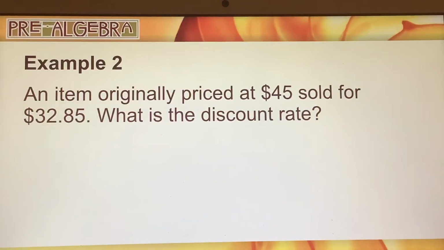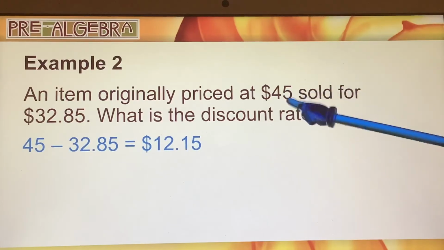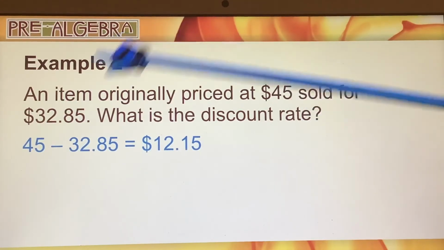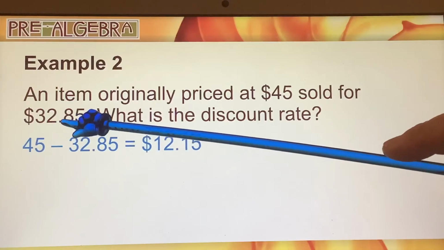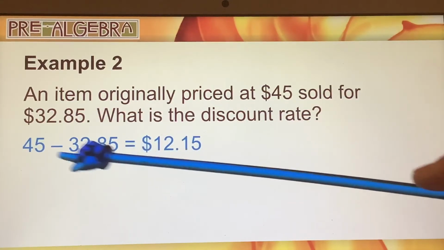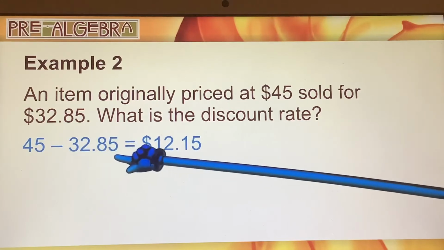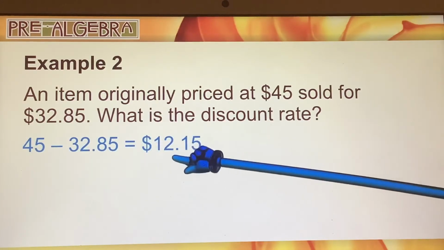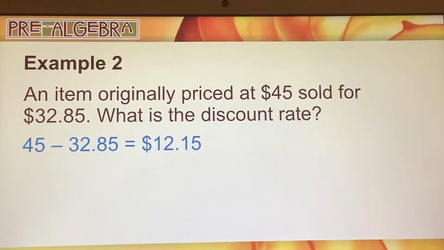Now, let's take a look at the next example here. An item originally priced at $45 sold for $32.85. What's the discount rate? So we're going to take the two prices, the original price and the discounted price, and subtract the two. $45 minus $32.85, you end up with a difference of $12.15.